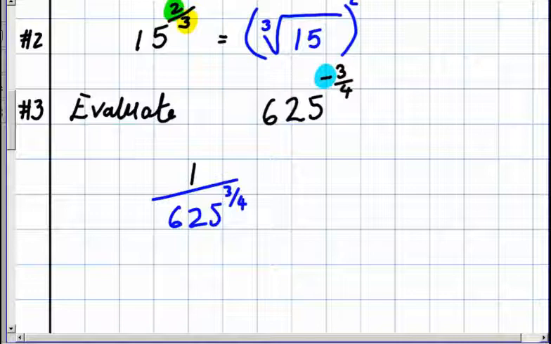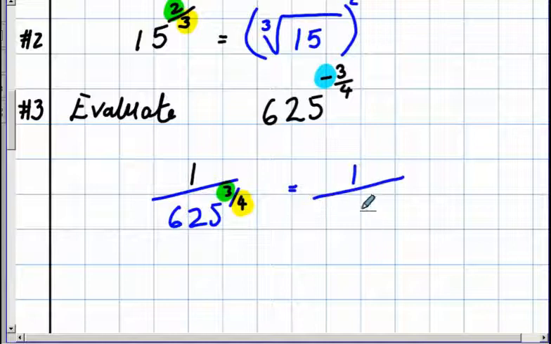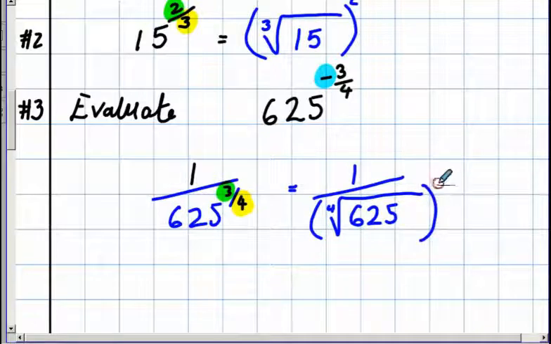Right, we've got a fraction. We've got a denominator of 4. That tells us it's the fourth root. And the numerator is 3, so whatever answer that is, I'm going to raise to the power 3. So here's how you set out your work. That's 1 over the fourth root of 625, all raised to the power of 3. You see where they go? The denominator is the root. The numerator is what you do with that answer.